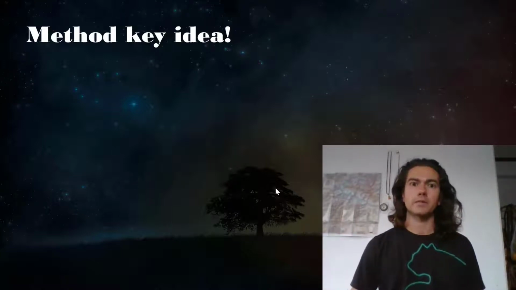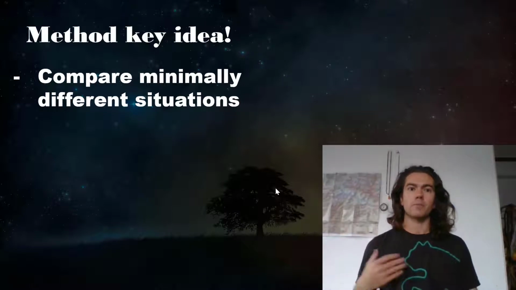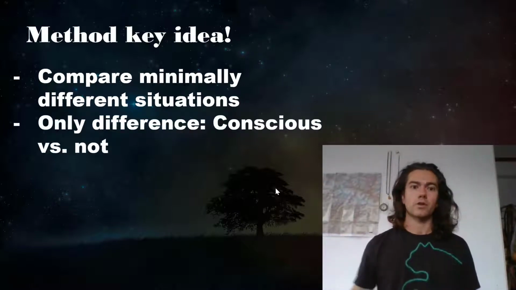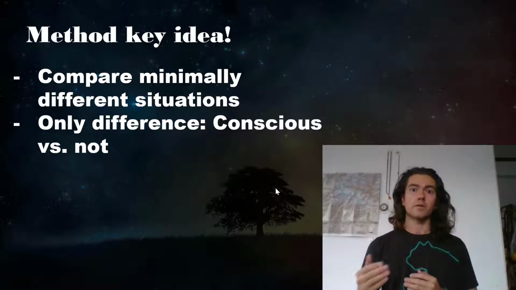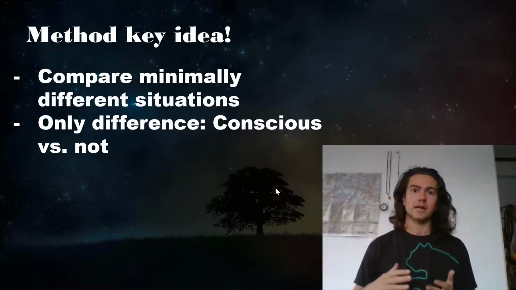So the key idea here is going to be the same as it was in the last video. We're looking again at some studies from Logothetis and colleagues. And this key idea is that you want to compare minimally different situations, situations where the only difference is the stimulus being conscious versus not conscious. And in that way, you can look at consciousness as an actual variable being manipulated in the experiment.